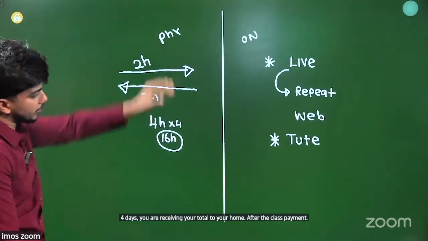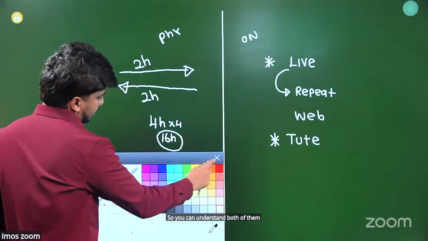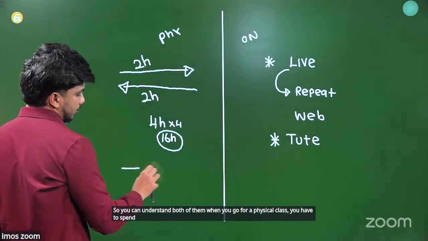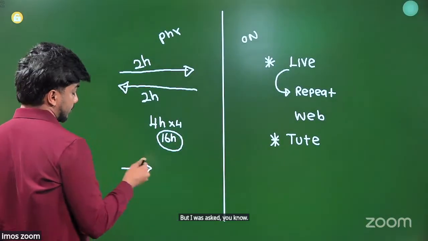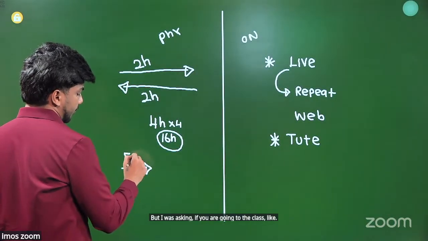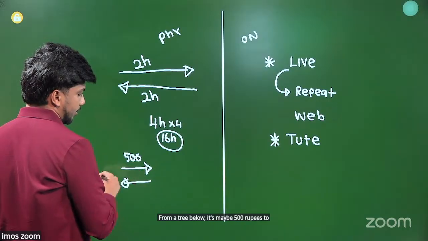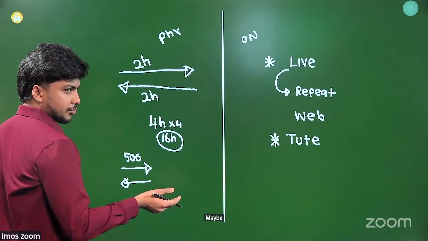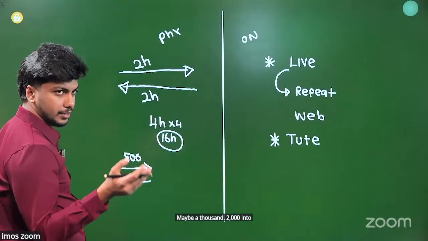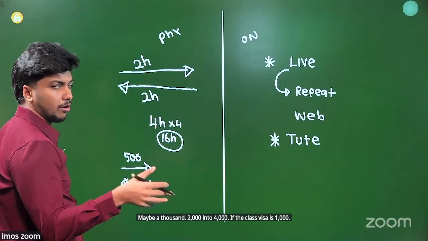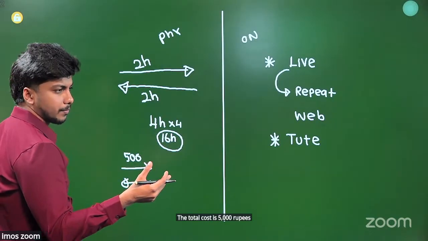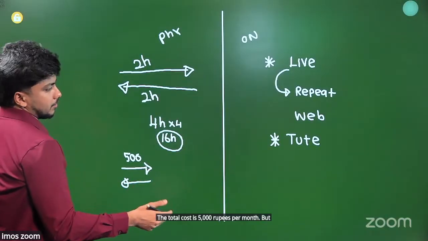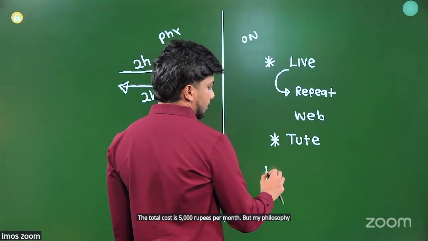So you can understand that when you go for a physical class, you have to spend for travel as well. If you go to the class by three-wheeler, it's maybe 500 rupees, and to come back another 500, maybe 1,000. So 1,000 into 4 is 4,000. If the class fee is 1,000, the total cost is 5,000 rupees per month. But my class fee is just 2,000 rupees.